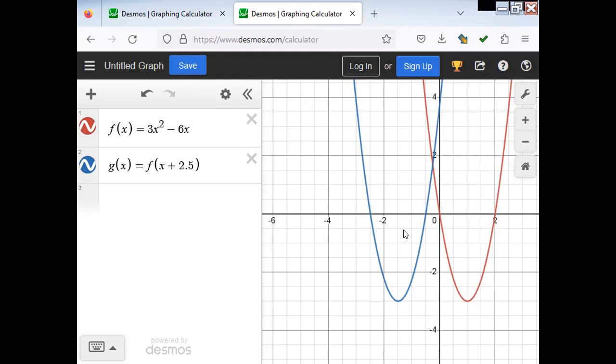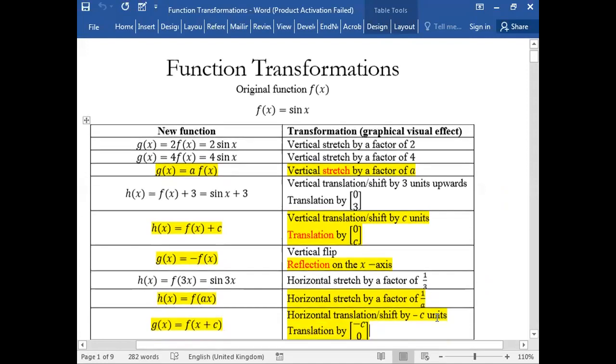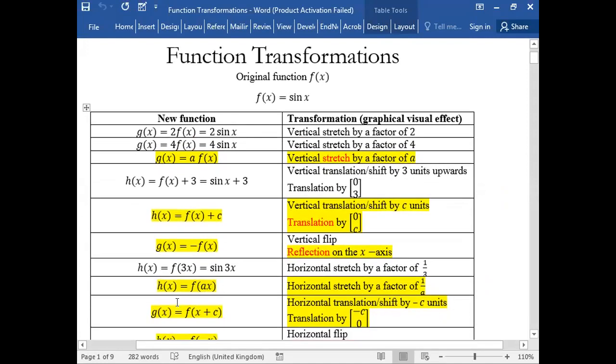And remember, all of this is linked to the original function. If we do not link it to the original function, we are not actually understanding it. Right? So if it is f of x plus c, it is a horizontal translation by -c units, or we'll say it is translation by (-c, 0). If here it were negative, then automatically this would have been positive. Clear?